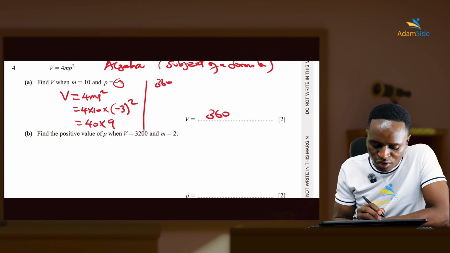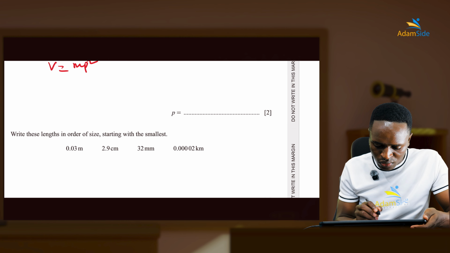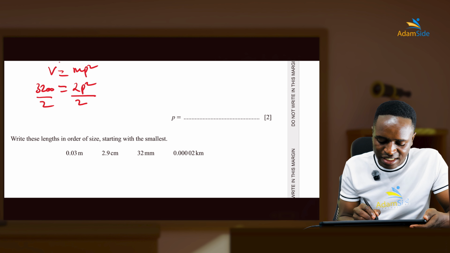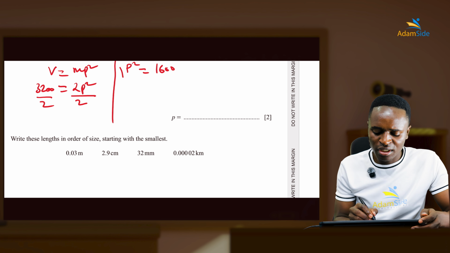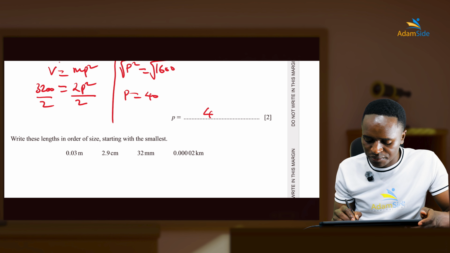Then find the positive value of p when volume is 3200. If V is equal to mp squared, now we have our volume as 3200 and m is 2. So 2p squared. They want us to find the value of p. Divide by 2 to make p the subject, so p squared is equal to 1600. To find the value of p, you find the square root. The square root of 16 is 4, the square root of 100 is 10, so the answer is 40.